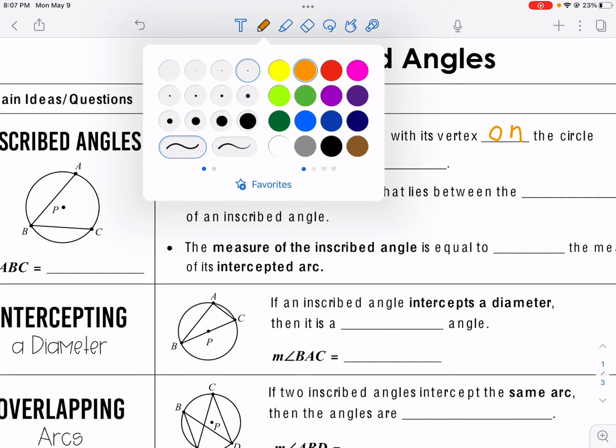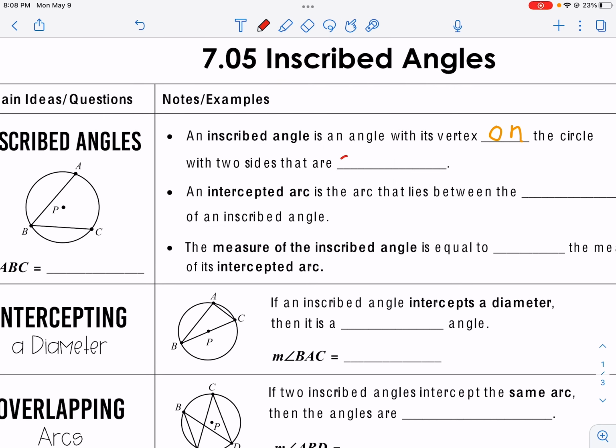I'll write this in a different color for you guys. The vertex is on the circle, so this is going to be my vertex for the angle. And then the two sides are the chords. The chords are what we've been working with since yesterday.